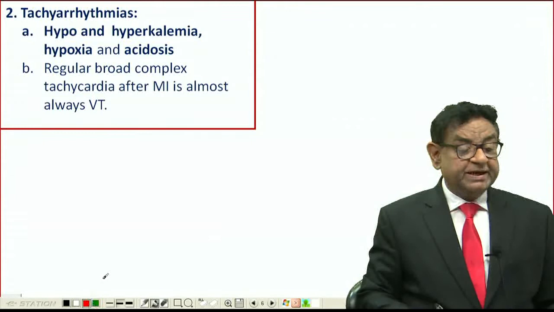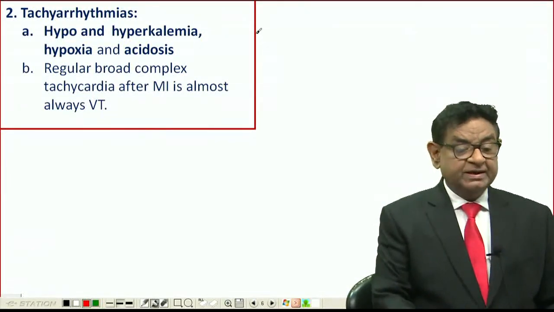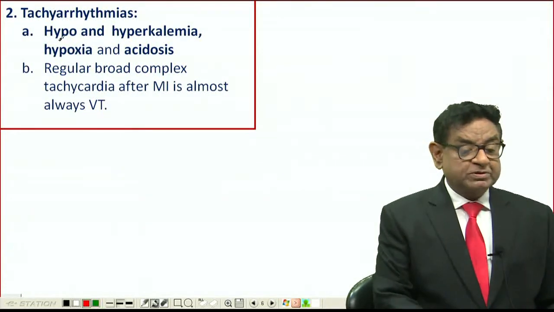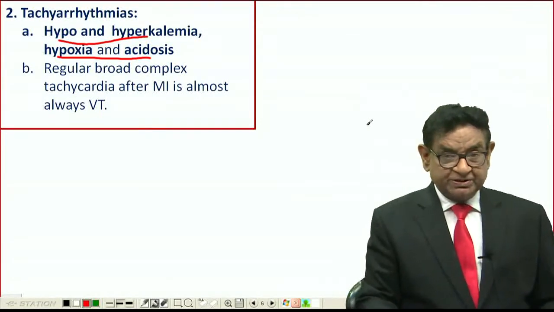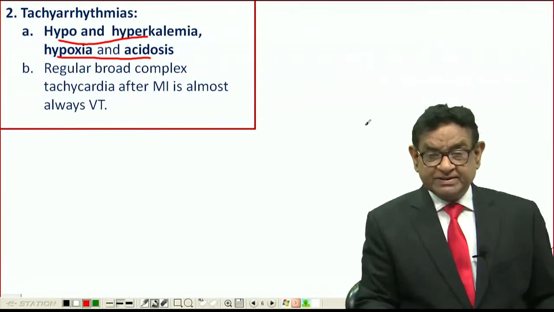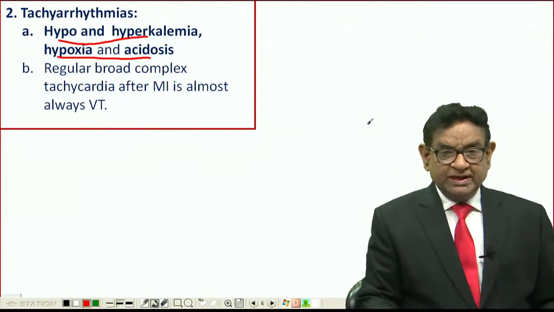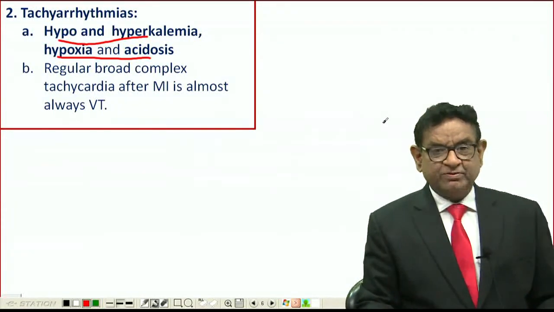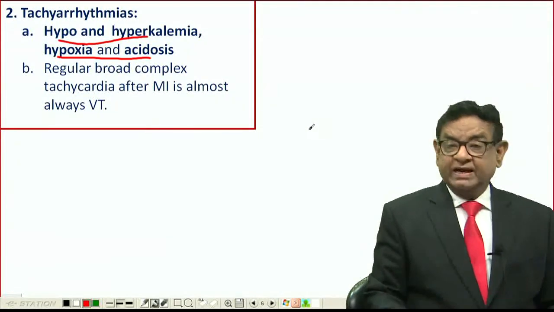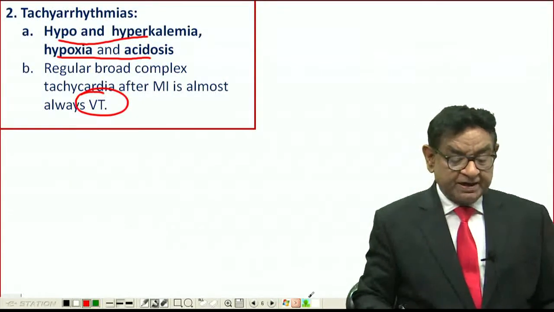After that we talk about tachyarrhythmias. Tachyarrhythmias are very common in anterior wall MI, and in fact hypoxia, hypokalemia, hyperkalemia, acidosis are predisposing conditions for this. That means whenever we are facing a problem of tachyarrhythmias, we must make sure that there is no electrolyte imbalance and no acid-base disturbance which can predispose to various types of arrhythmias as well as blocks. And one more thing, regular broad complex tachyarrhythmia after MI is always due to ventricular tachycardia.